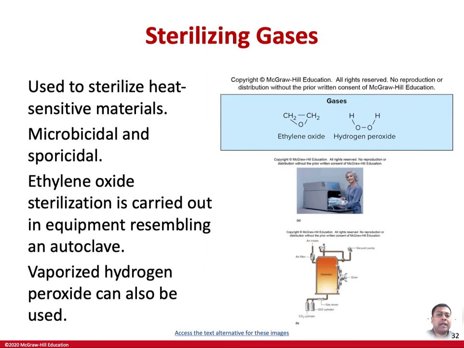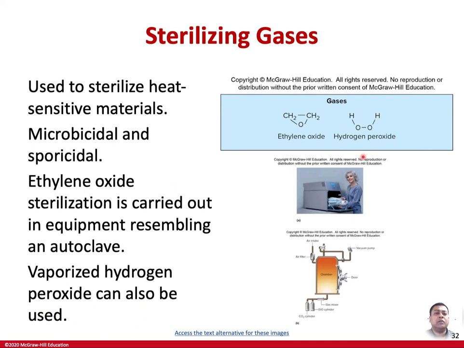So what you are seeing is the sterilizing gases used to sterilize heat-sensitive material. These can be microbicidal or sporicidal. Ethylene oxide is carried out in equipment resembling an autoclave, and many times these are used to disinfect, like, disposable hospital gowns before they are being thrown out. They can be used for those. Also, vaporized hydrogen peroxide can also be used.